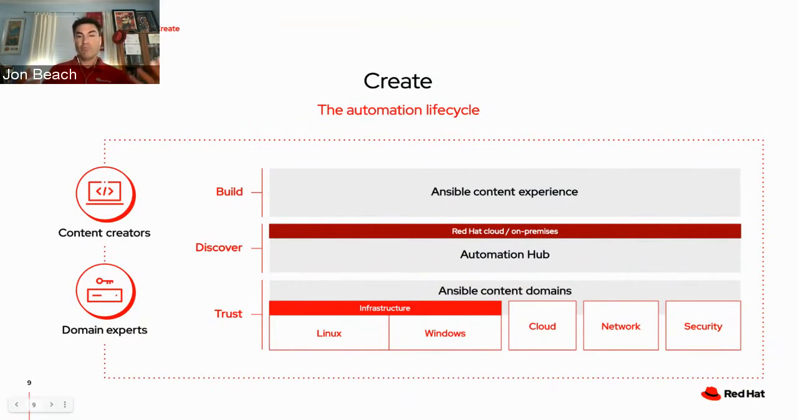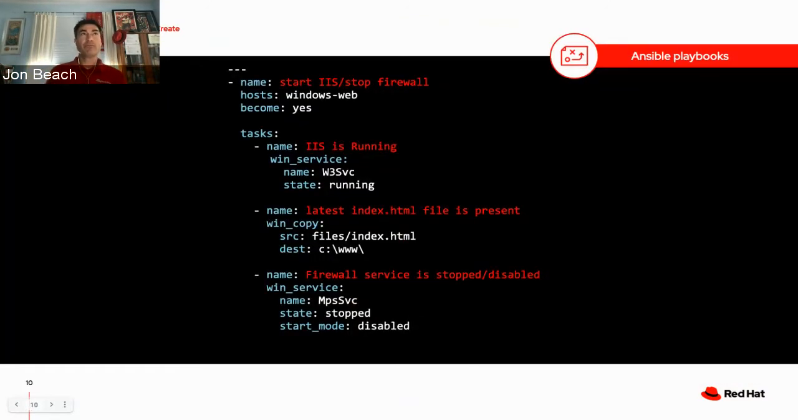So once we're done, what does this all look like at the end? Let's take a look. This is a playbook, right? This is a simple example, and as we see it's rather short, right? Like I said, it's simple. All it's really going to do is make sure a service is running, copy a file over, and disable a firewall, right? So let's dig into each of these.